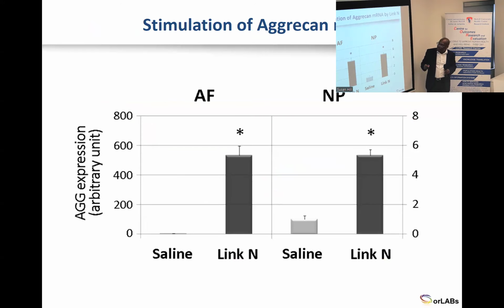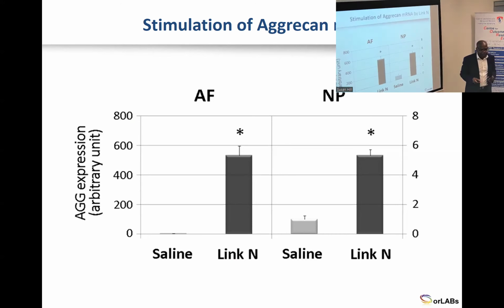And when we looked at what sort of molecules, we took the tissues and analyzed them for what's going on with the matrix molecules, aggrecan, and also type 2 collagen, in the nucleus pulposus and annulus fibrosus. All I'm showing you here is aggrecan messenger RNA. We have also done protein, but you see that there is stimulation of both in the annulus and nucleus pulposus, which is a good thing.